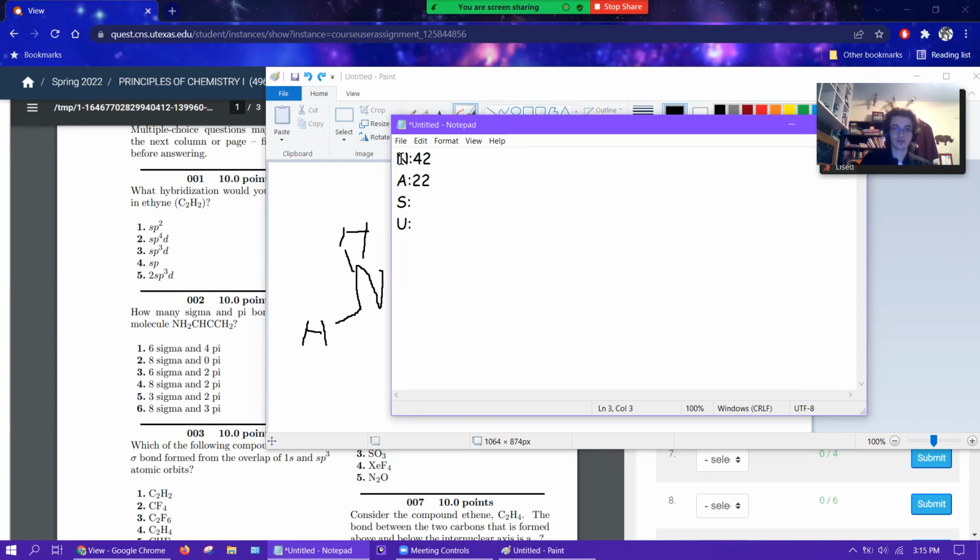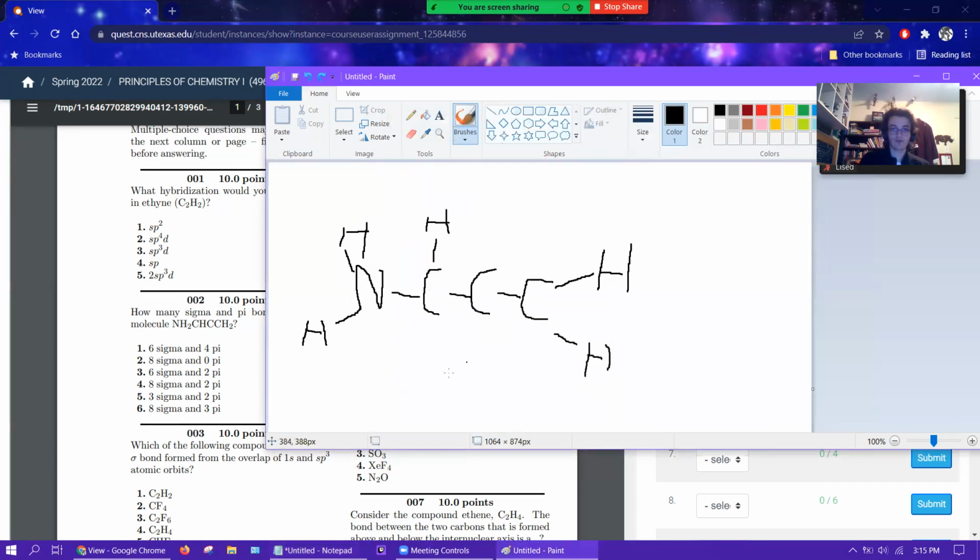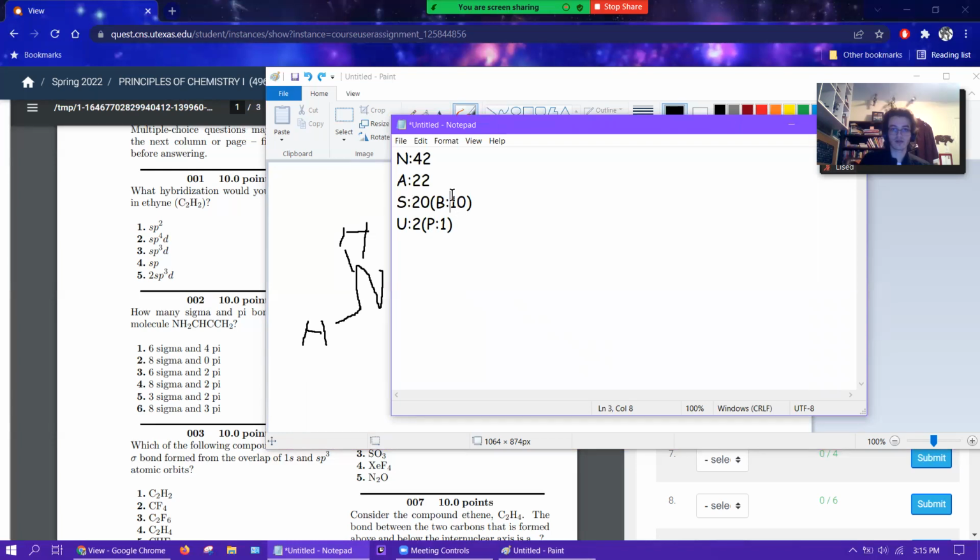So shared is going to be N minus A, which is 20, which means that we have 10 bonds. And we also have a single unshared electron pair. Just say pair, yeah, P for pair, there we go. So knowing this, we can then go in here and see how many bonds we currently have. So we have 1, 2, 3, 4, 5, 6, 7, 8. That means that we are missing 2 bonds.